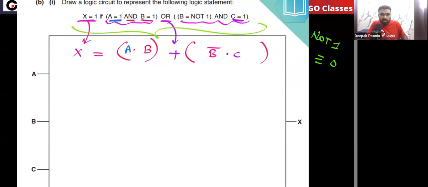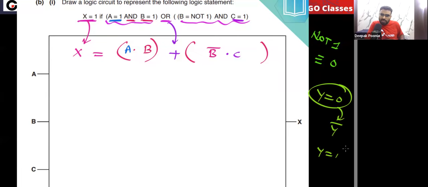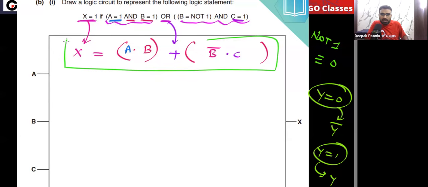Very simple. So remember, from the statement, when you write an expression, it is very simple. If you see y equal to 0, then you can simply write it y bar. And if you see y equal to 1, you can simply write it y. Okay, so this is the idea. Now we got this expression, x is equal to ab or b bar c. Now you can do the implementation. That's it. This is the work that we need to do, that x is equal to ab or b bar c.